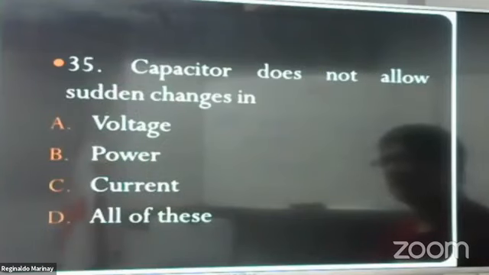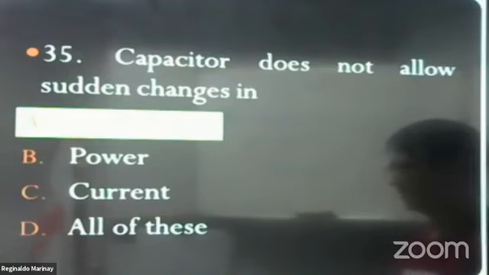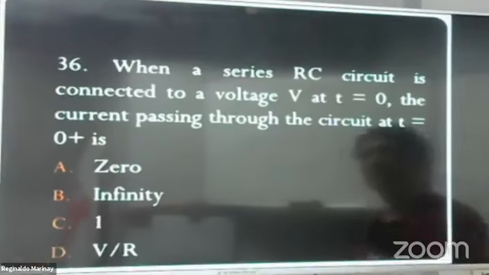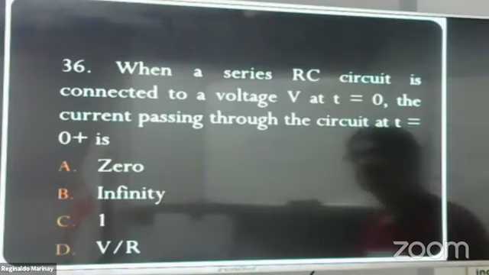Capacitor does not allow sudden change in, of course, voltage. Voltage. Remember, the energy is 1/2 CV squared. Energy sa capacitor, sa inductor, ano? 1/2 Li squared. Okay.